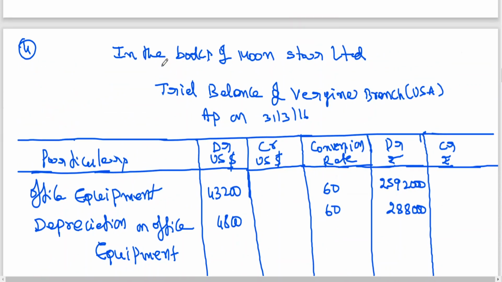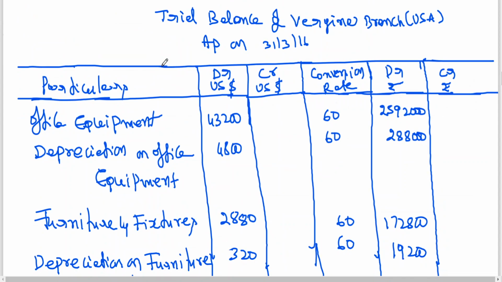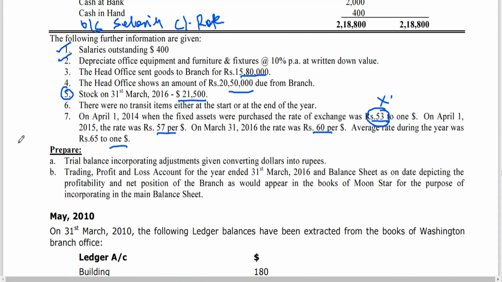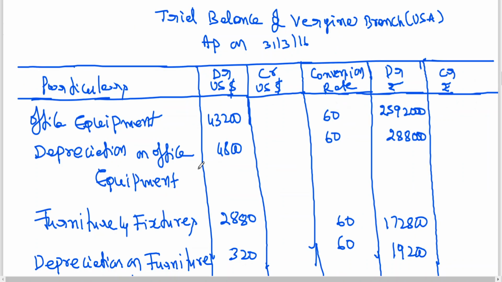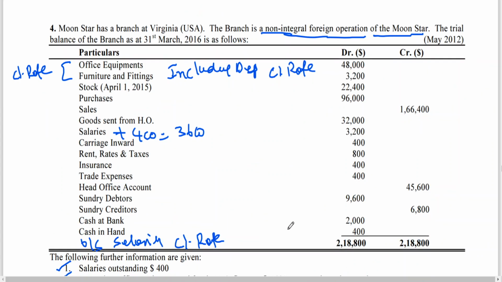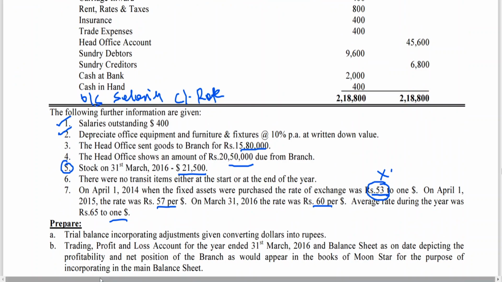I worked out the problem like this. Office equipment, the actual figure given here is 48,000. At 10%, that is 4,800; if you take that out, you get 43,200. I have written depreciation on office equipment. I told you already what the conversion rate is. It has been given as the closing rate. I told you not to take 53 rupees because it is a non-integral foreign operation. No, it is the closing rate.